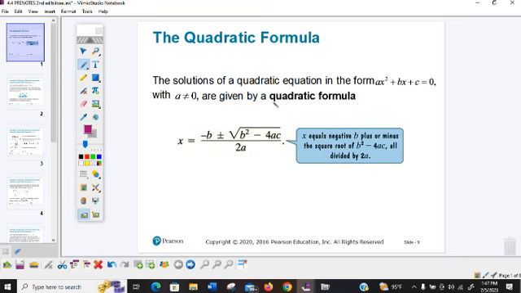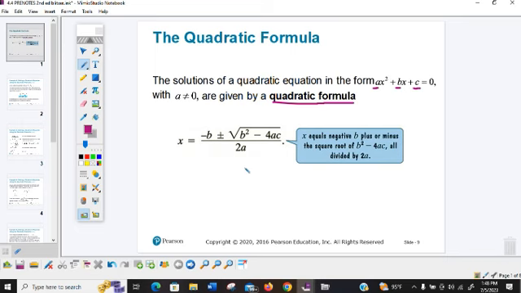So the quadratic formula, before you set it up, you want to get everything equal to 0. So you want to have your x squared, your x, your whole number, and your equals 0. Now the number in front of your x squared is your a, the number in front of your x is your b, and the number that's left by itself is your c.